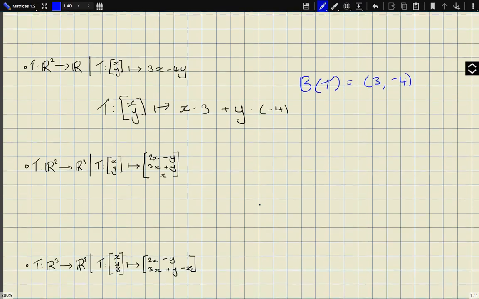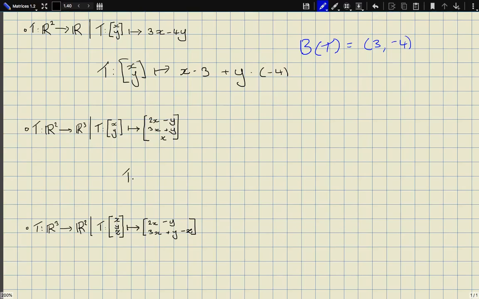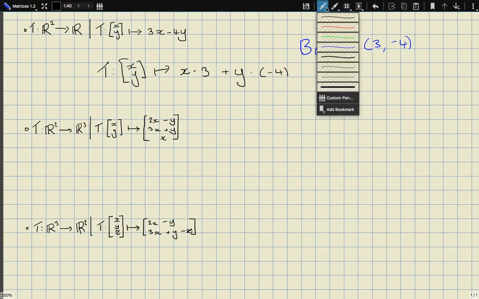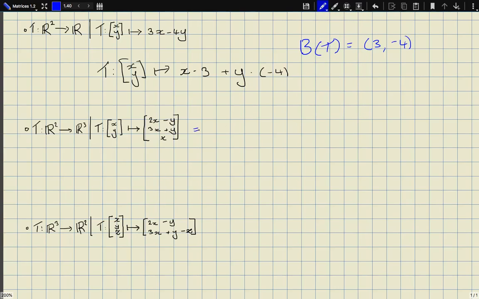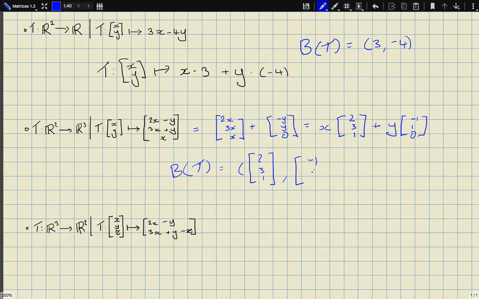Okay, well, how about this transformation down here? Here we have that T takes (x, y), well, I suppose I can just write it up here. T takes (x, y) to this, which you can see is actually (2x, 3x, x) plus (-y, y, 0), which you could also write as x(2, 3, 1) plus y(-1, 1, 0). And so you can see here, just like up here, that the basis of T is the list of vectors (2, 3, 1), (-1, 1, 0).